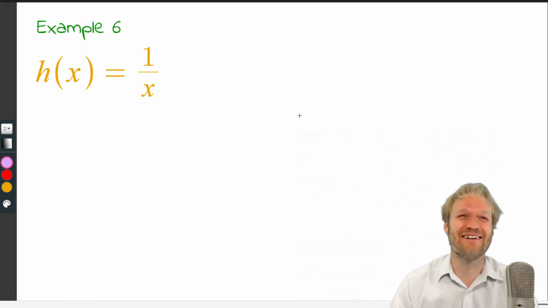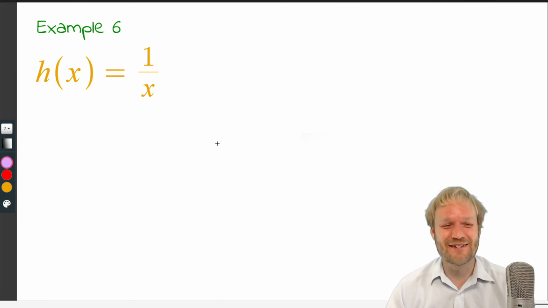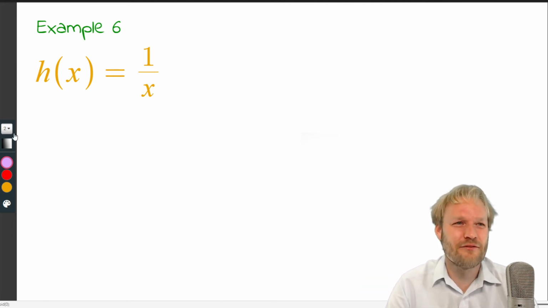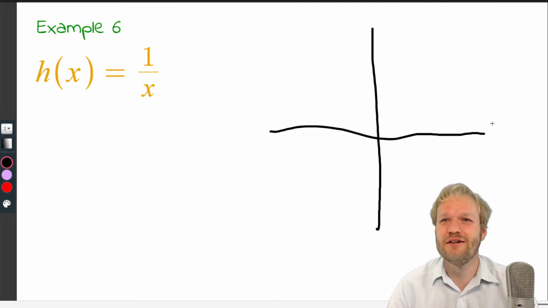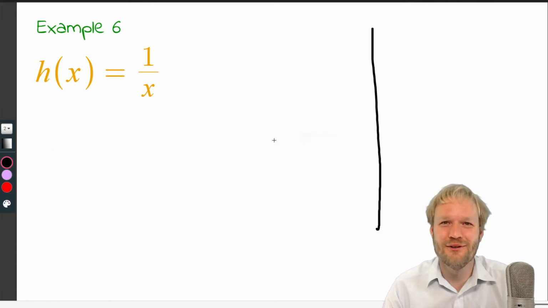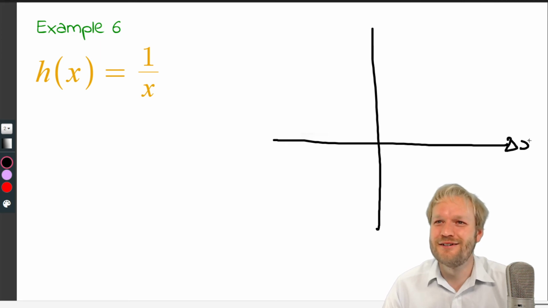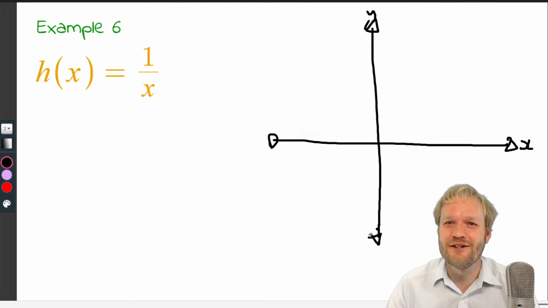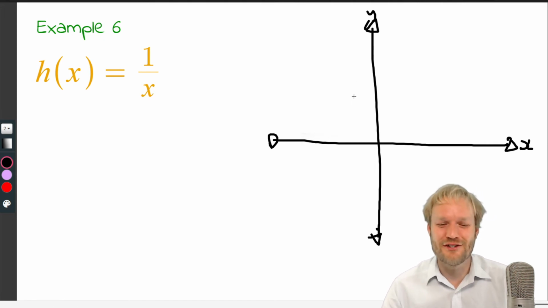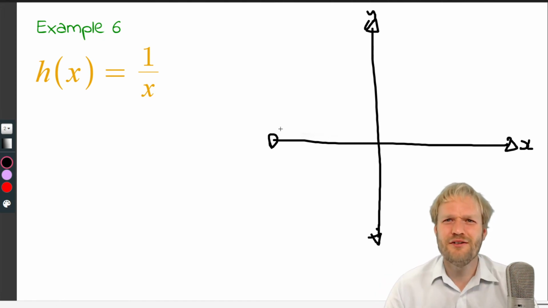Okay, so we've got h of x equals 1 over x. What type of function do we have? Well, this time we've got a hyperbola. So we're going to do this. Wow, that was terrible. You'd think by now I'd have some of these Cartesian planes ready to insert here. But this is not to scale.